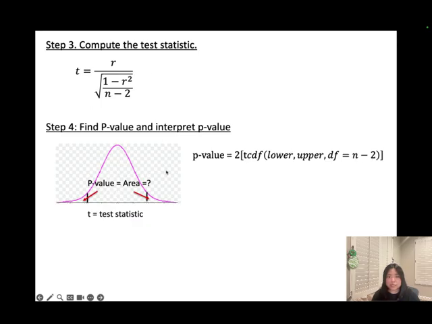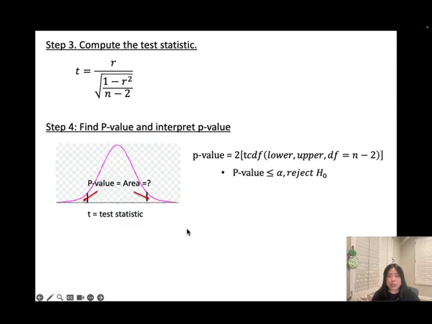If your test statistic is a positive number, then your lower value will be your test statistic, and the upper value will be 1E99. And then again, the degrees of freedom is n minus 2, where n is how many sample data points you have. And make sure you multiply by 2 because you have two tails.